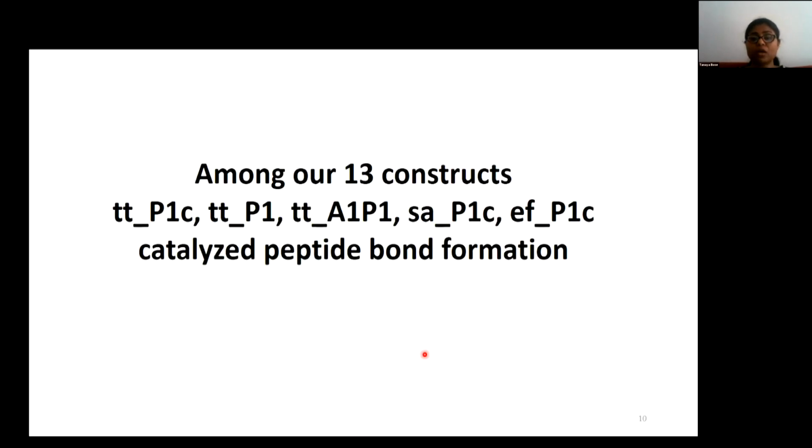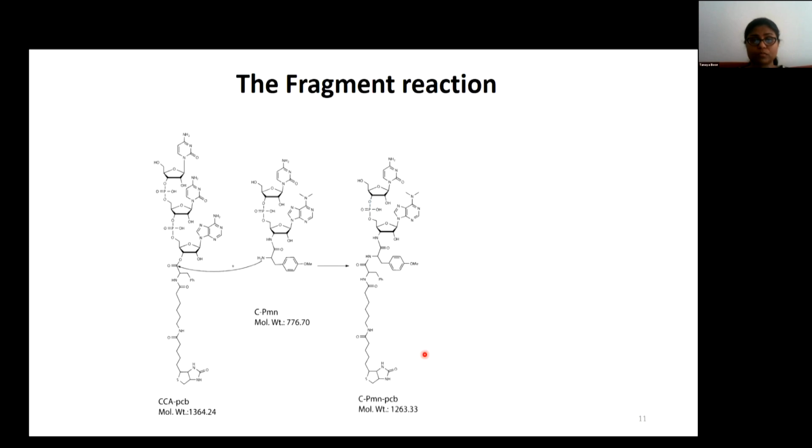So out of the 13 constructs that we had designed, 5 of them, which includes one entire pocket like the TTA1P1, were able to form the peptide bond, or catalyze the peptide bond rather.